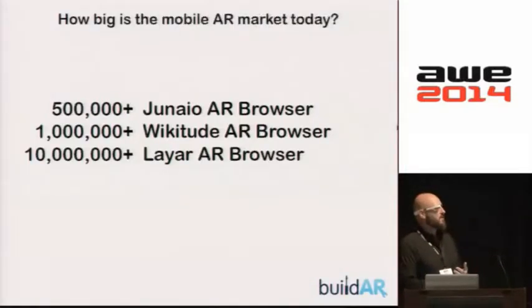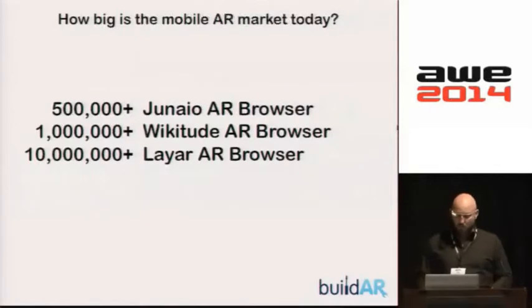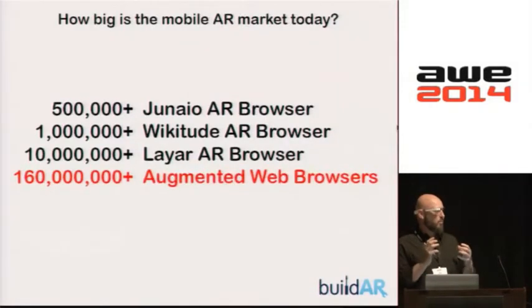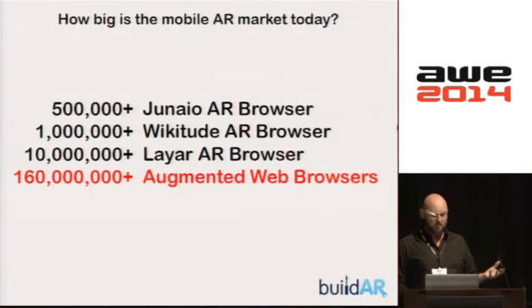So let's look at how big the market is. If you look at the AR market today, these are the stats that you can just go and check on the Play Store. I'm just looking at the Android slice alone. Geneo's got about 500,000, Wikitude's got 1 million, and Layar's got 10 million. So some of them have done a really good job with OEM distribution. But if you look at Chrome and Firefox and the web browsers that really support this, there's 160 million of those distributed already. So it's a massive addressable market.